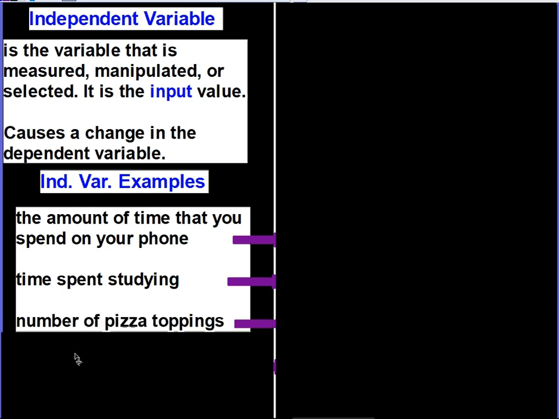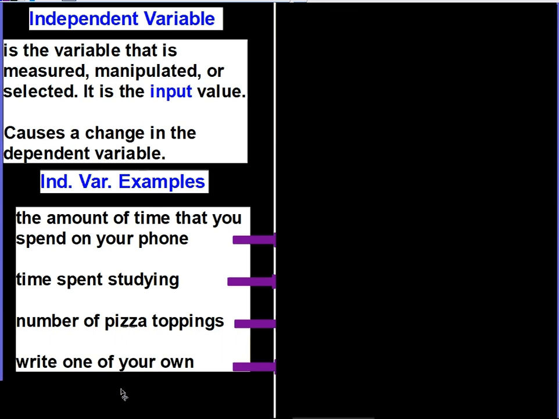Another example is the number of pizza toppings. And then lastly, try to come up with your own. Once you see some examples here, you'll be able to create an independent variable and dependent variable pair that would apply to you or make sense. So now let's see some other examples that we can have of this.